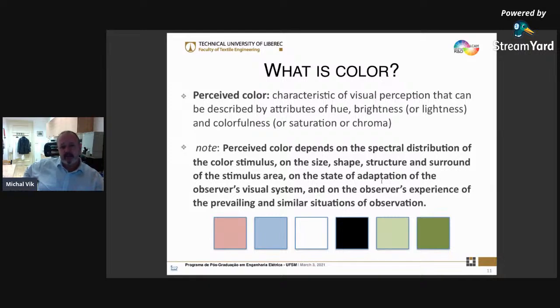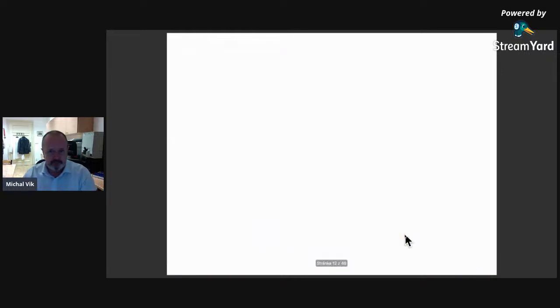Generally, on this slide, you can see the principle of these three attributes. Hues, that means different color names: red, green, yellow, orange, etc. Different brightness or lightness, that means a scale between black and white, simply said. And then we can discuss colorfulness. That means this green is much more colorful in comparison to this one, which is a little bit lighter and also a little bit duller in appearance.